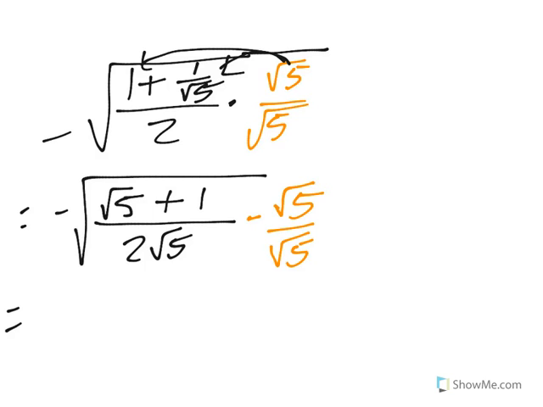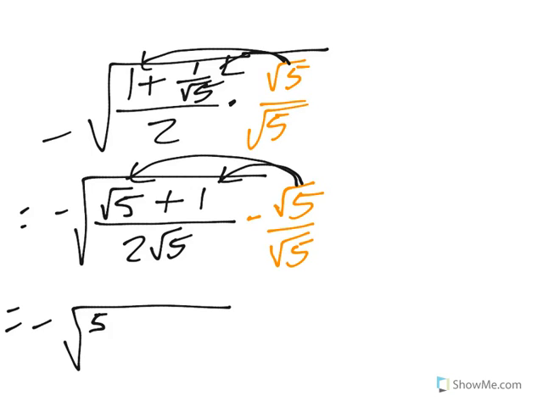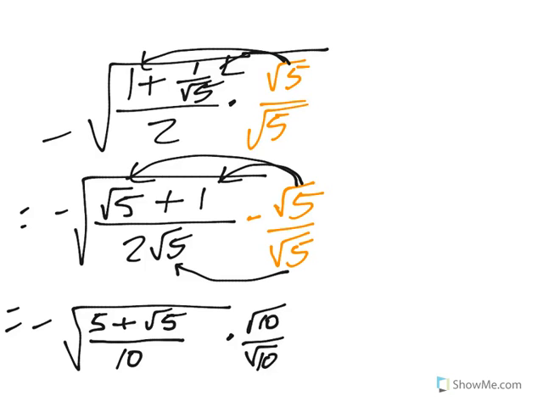So now I've got negative root 5 times root 5 is just 5, plus root 5, over root 5 times root 5 is 5. 5 times 2 is 10. And so this isn't quite done because I have a radical in the denominator. So I'm going to go square root of 10, square root of 10. Seems like a lot of multiplying by roots, but what are you going to do?